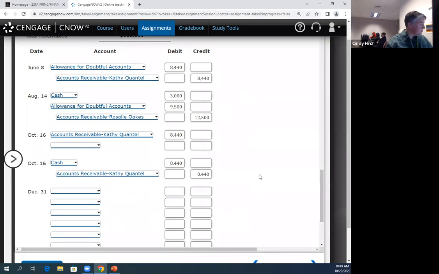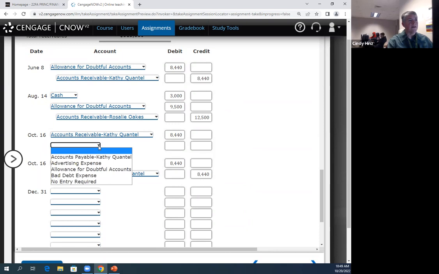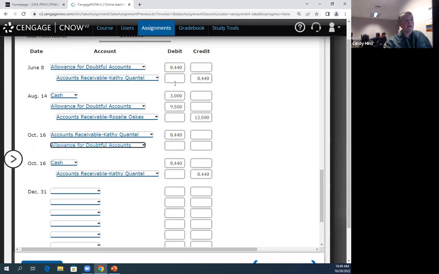The difference is, rather than crediting the expense account, rather than reducing the expense, remember on June 8th, we didn't record any expense. We took that 8440 out of the allowance account, and so we're going to put it back in.